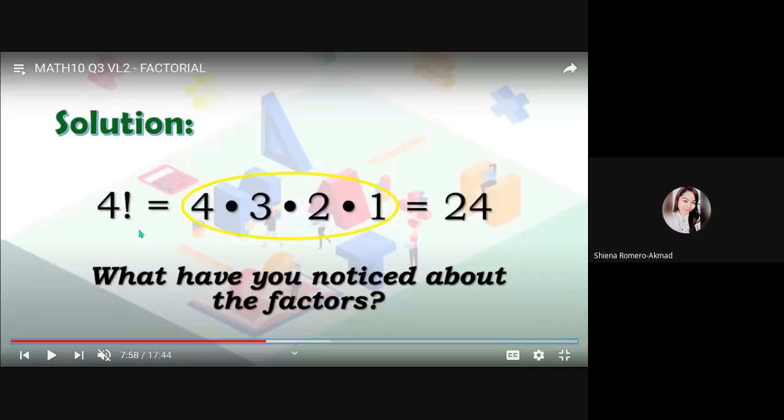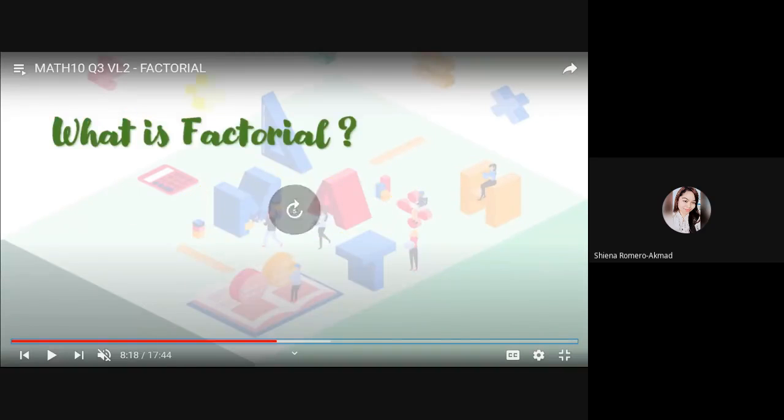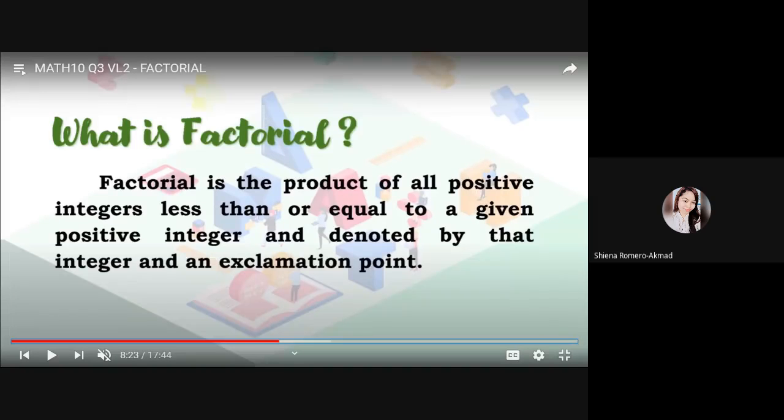So, what is this? I told you earlier that this is a factorial. So what does factorial mean? When we say factorial, it is a product of all positive integers less than or equal to a given positive integer, and denoted by an integer and exclamation point. As you can see kanina, si 4 factorial, pag sinulat natin siya, 4 tapos merong kasunod na exclamation point, ang ibig sabihin nun ay imumultiply mo siya dun sa mga positive integers na mas mababa sa 4 and ganun din sa 4.